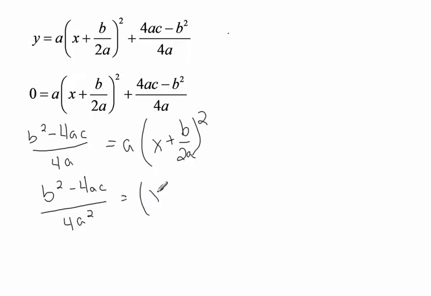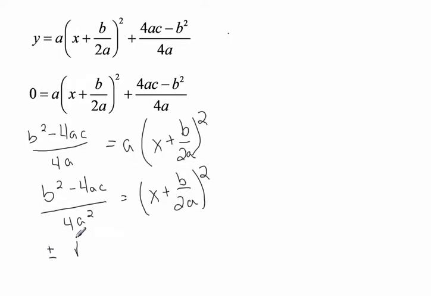This side is now just x plus b over 2a quantity squared. Now the next step is going to be to take the square root of both sides. Now when you do this, you have to be a little bit careful. So you remember, you get two solutions. So I'm going to write a plus or minus.